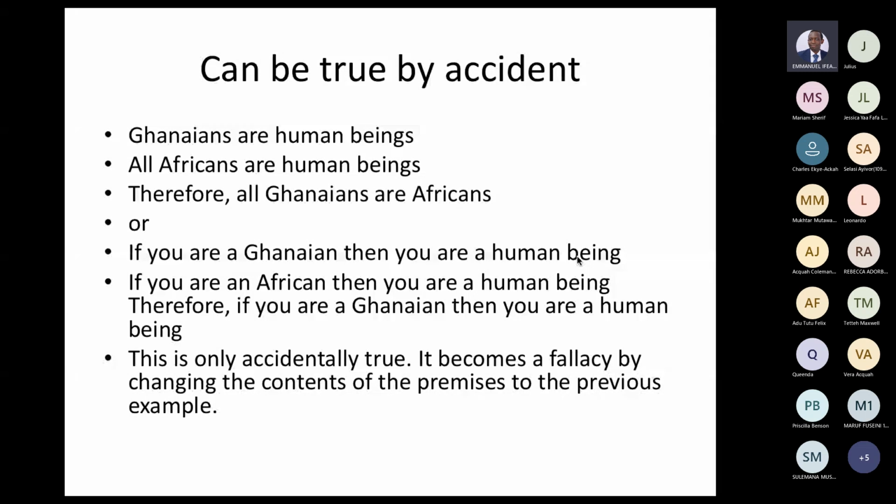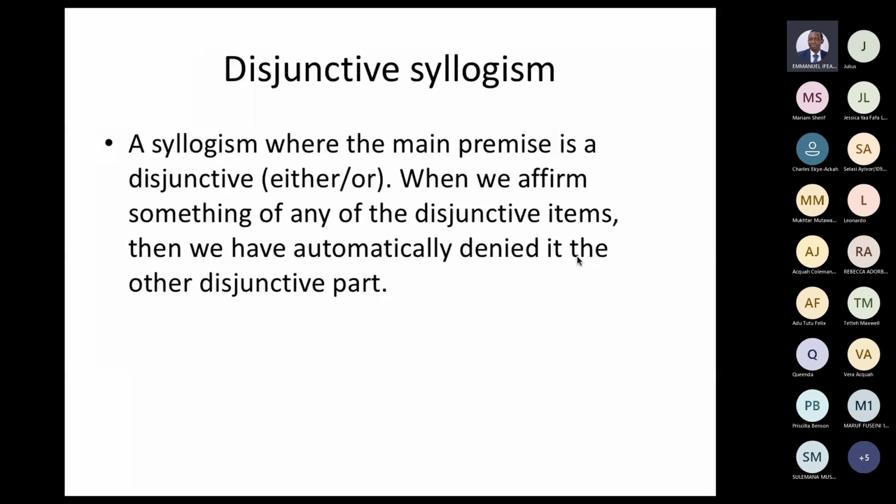Now, this argument doesn't show you that all Ghanaians are Africans. If you knew that all Ghanaians are Africans, you knew that before this argument. But this argument by itself does not show you that. So in spite of the fact that the conclusion is true in isolation, the argument itself is invalid. The conclusion is true in isolation, and it's true by accident. So that's that about hypothetical syllogism.